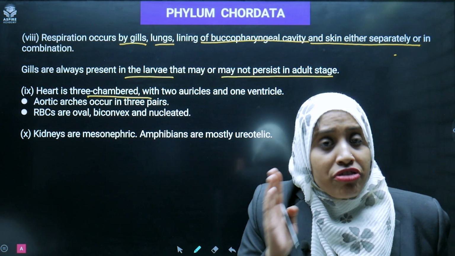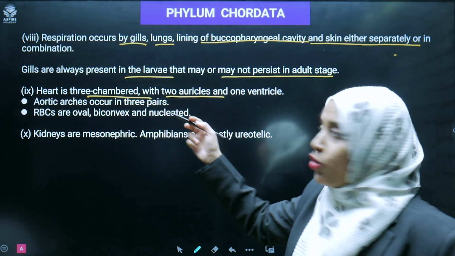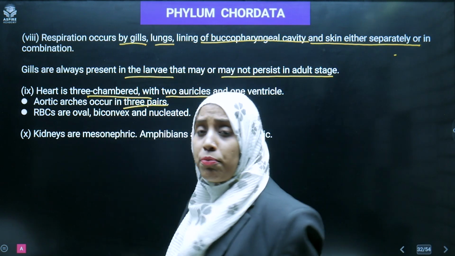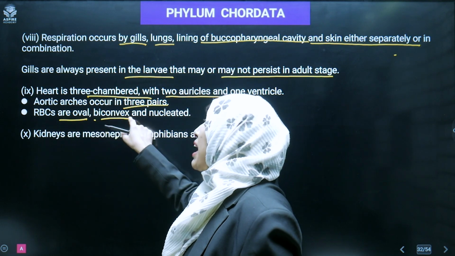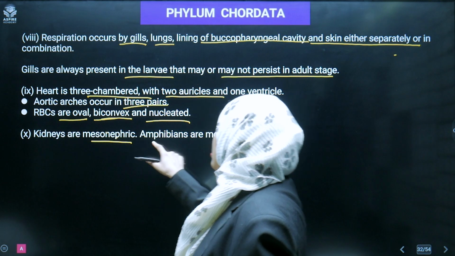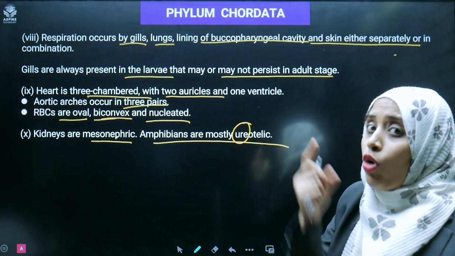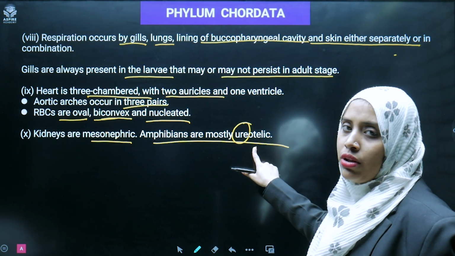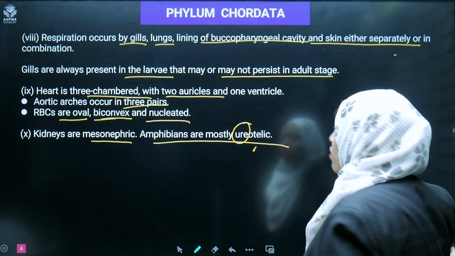3 chambered. अभी तक fishes में हमने देखा 2 chambered heart, but here 3 chambered with 2 auricle. Auricle 2 होगा और ventricle 1. Aortic arches occur in 3 pairs. RBC इसका भी oval है, but it is biconvex and nucleated. Kidney mesonephric. Amphibians are mostly ureotelic. जैसे आपने देखा Chondrichthyes ureotelic होते हैं, वैसे they are also ureotelic. ठीक है, but Osteichthyes they are ammonotelic. Means ammonia उनका waste होता है.